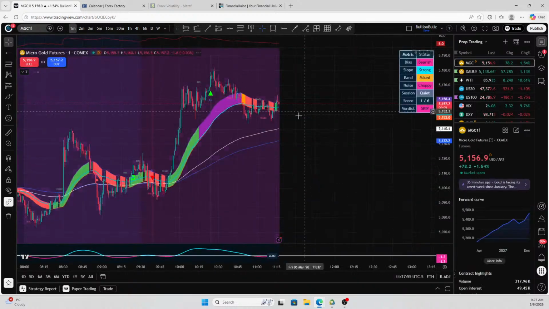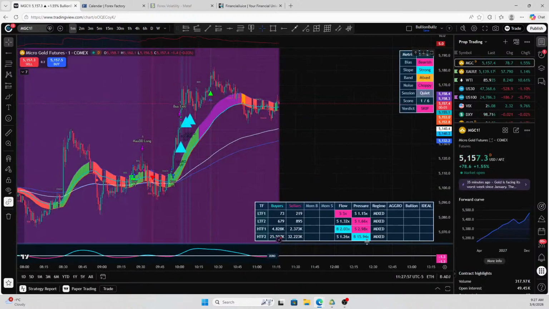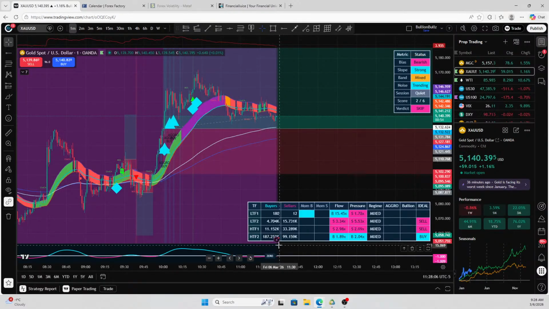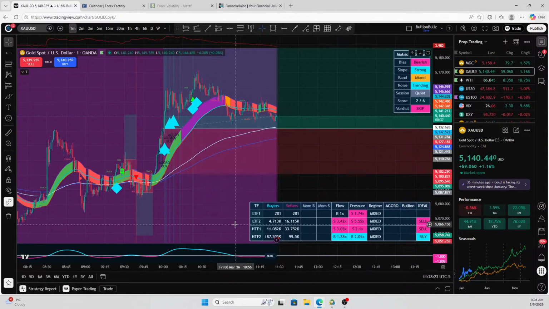How is futures looking? Yeah, futures is looking good. Buyers are strong on futures, which means this should be translated into CFDs as well. We're closing a 30-minute candle in about 1 minute and 30 seconds.